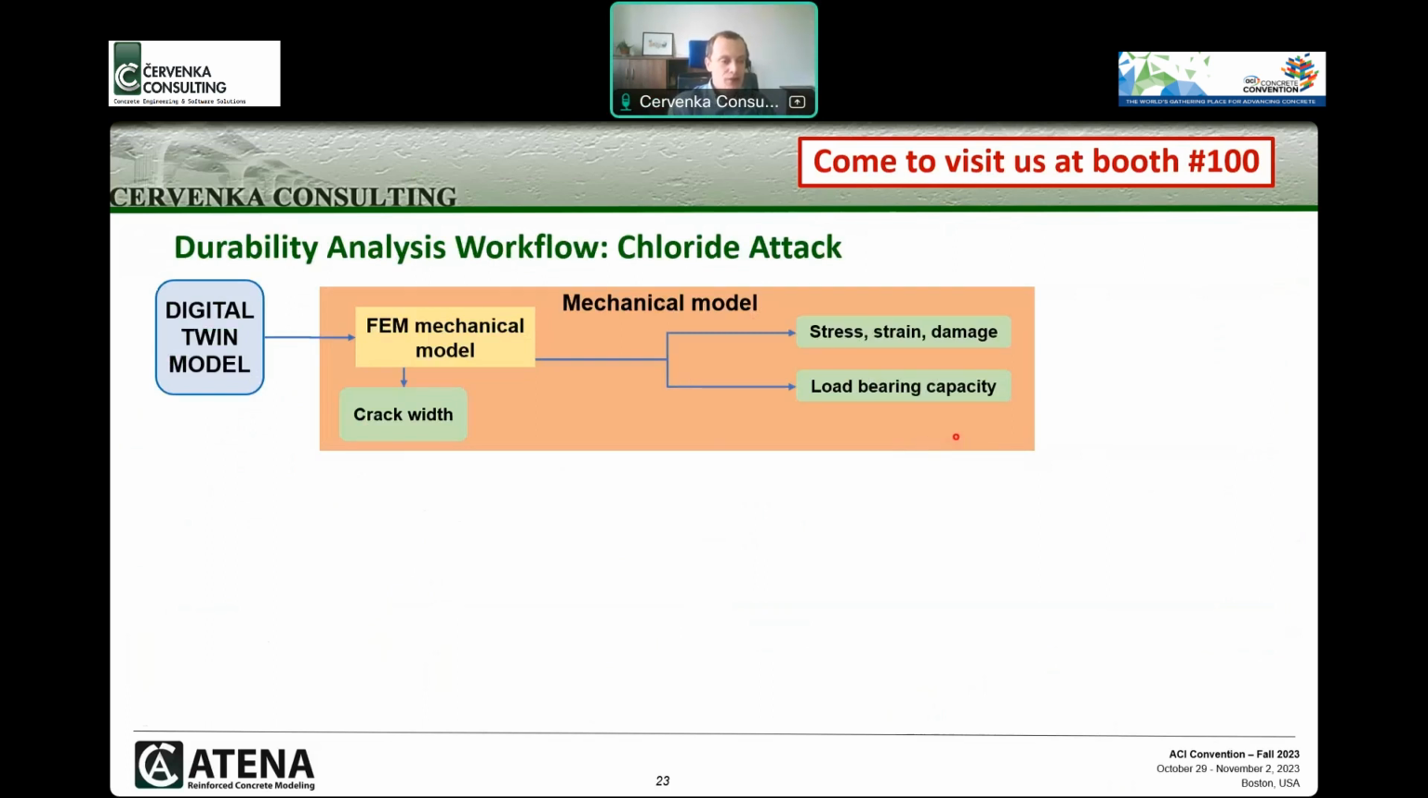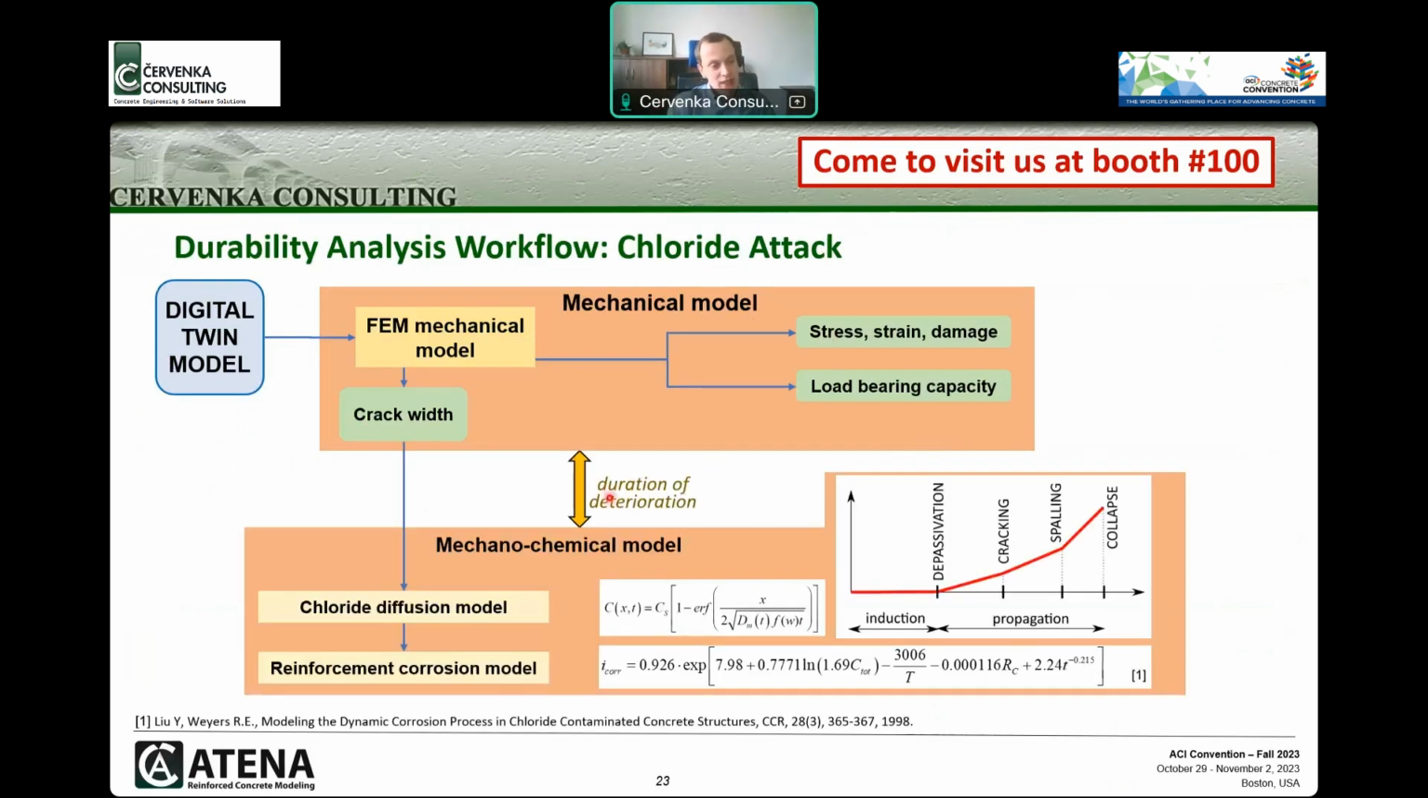It uses the crack width from the mechanical model as an input for the mechanochemical model. This mechanochemical model can calculate the chloride diffusion, taking into account the acceleration due to the mechanical cracks. And based on that, it can calculate reinforcement corrosion when the critical chloride concentration is reached at the depth of the reinforcement.